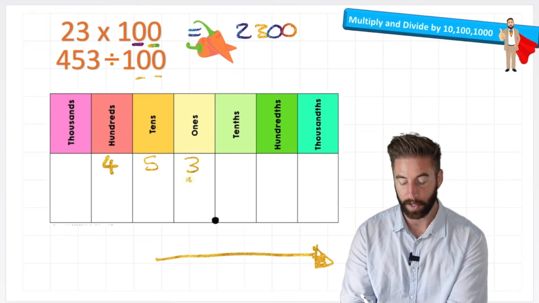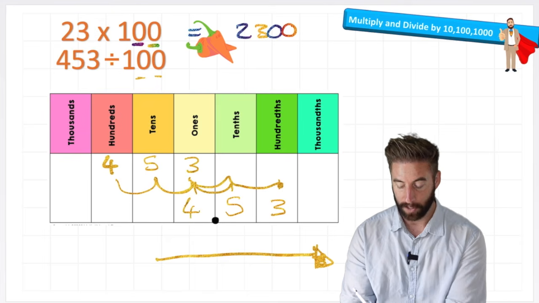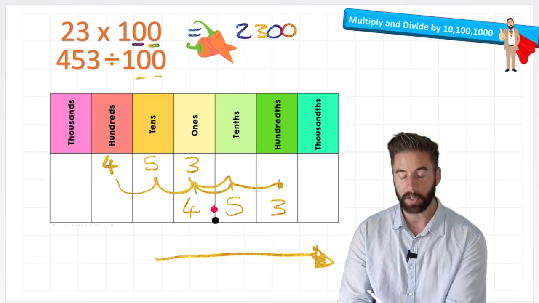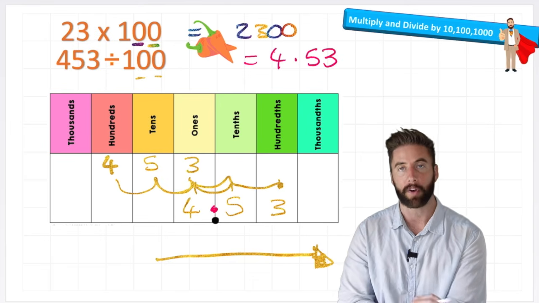So here we go. I move my 3, 1, 2, I move my 5, 1, 2 into the tenths column, and I move my 4, 1, 2, landing in the ones column. Don't forget to put that decimal, that's super important. 453 divided by 100 leaves me with 4.53, or 4 and 53 hundredths.